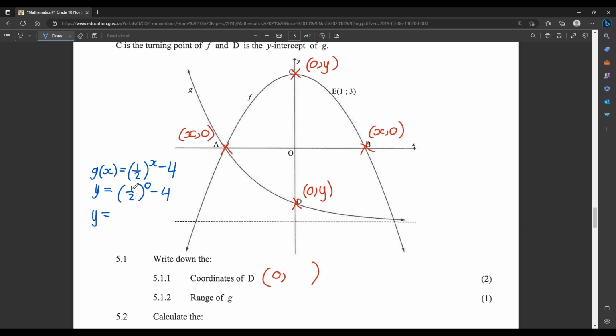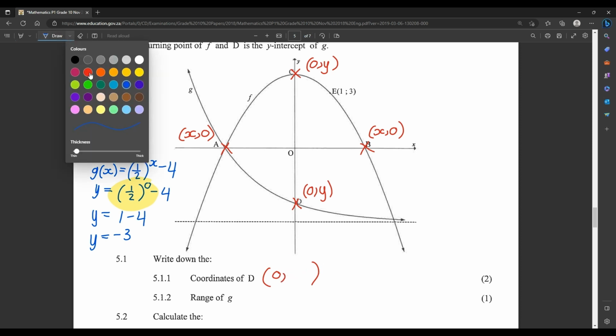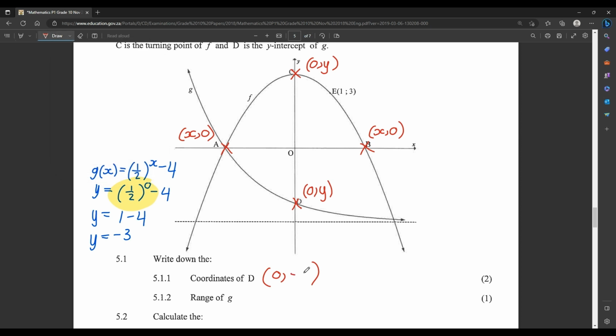So we're going to say y is equal to, and for this part we have to remember our exponent laws. Whenever we have anything to the power of 0, it just becomes 1. So (1/2) to the power of 0 just becomes 1, and we still have that minus 4. And so we get y is equal to minus 3. So we know at this point D, when x is 0, then y is minus 3. So that is our first 2 marks. Quite nice and straightforward there.